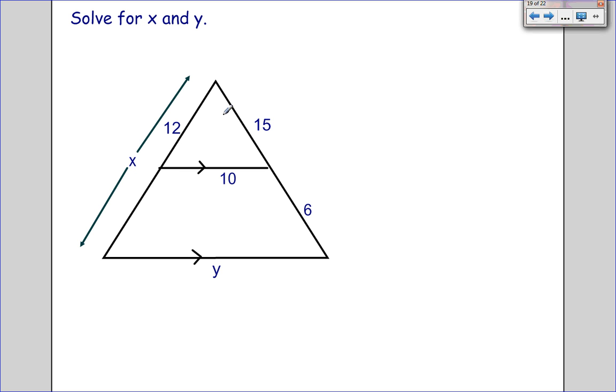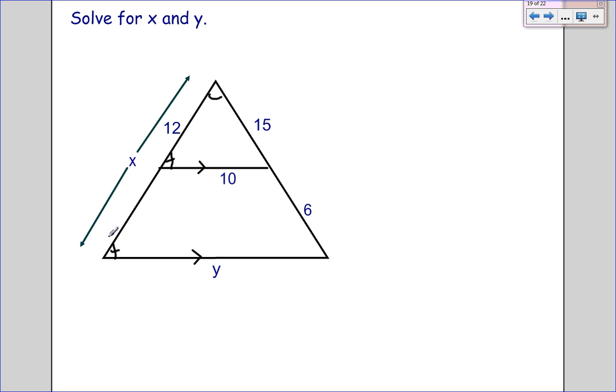First off, we know these triangles are similar. I'm sorry I didn't address that in the last one, but we know they're similar because you have parallel lines, so this angle is congruent to this angle, and this angle is reflexive in both. So you can say that these two triangles are similar by AA. All right, so let's check to see how we solve for x and y here.